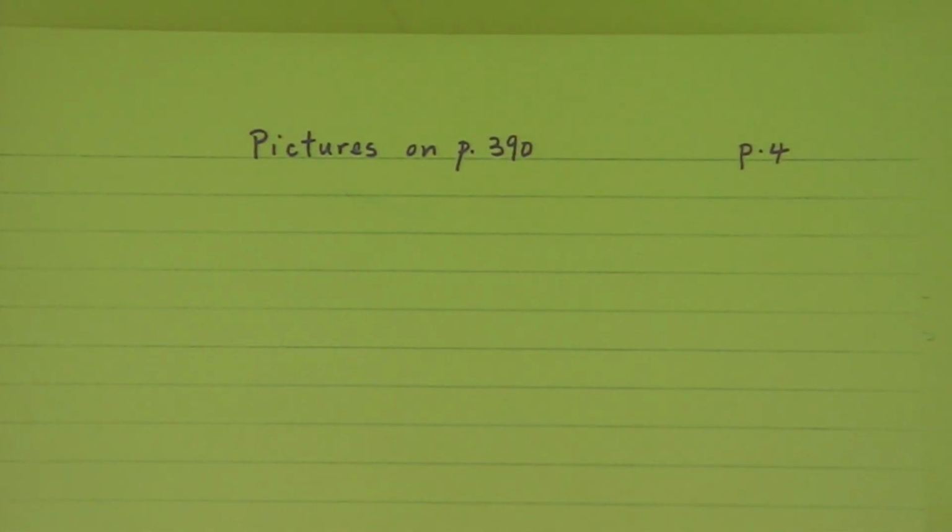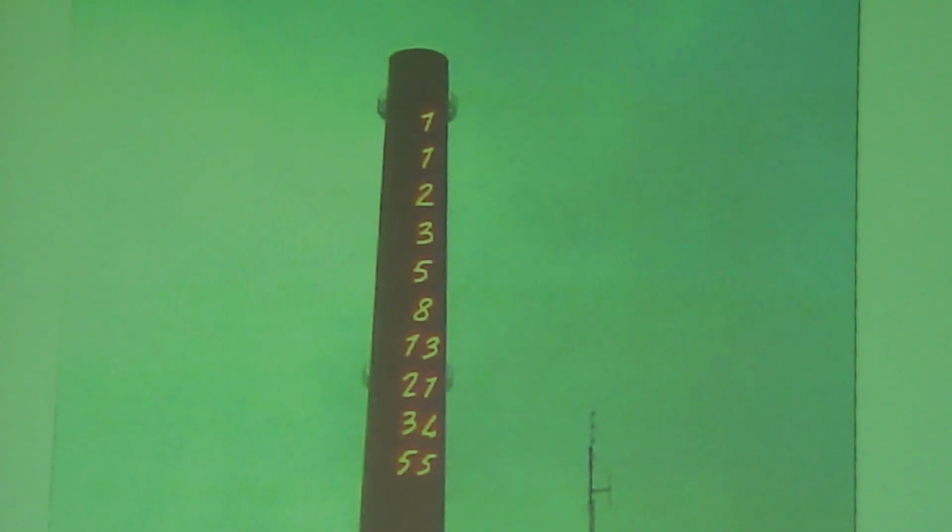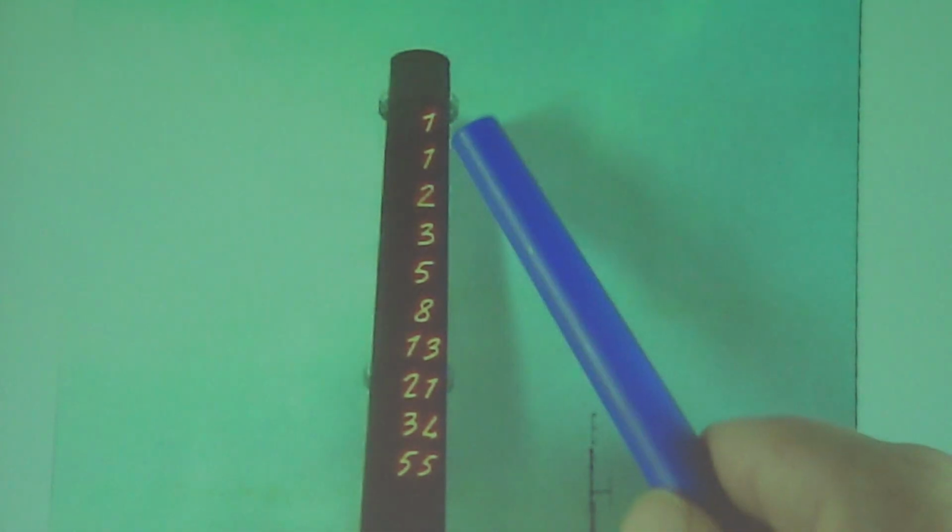Now there are lots of applications of Fibonacci numbers, especially in nature. You can look in your textbook on page 390, there are lots of pictures showing you the applications of Fibonacci numbers. Here's a picture of a chimney. This is in Finland. Someone, maybe an engineer or a mathematician, is so in love with the Fibonacci sequence, they have them lit up here.